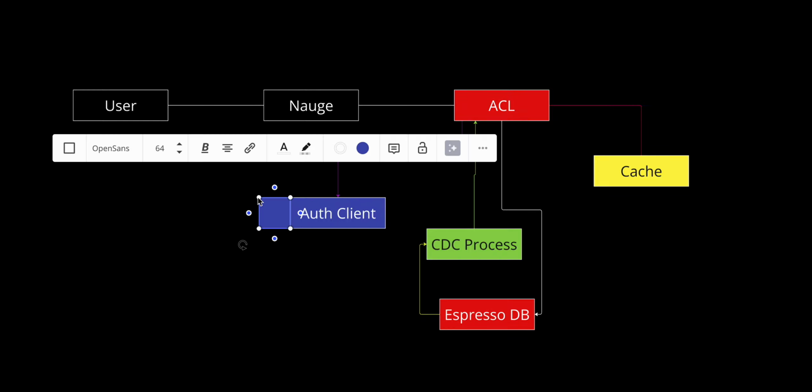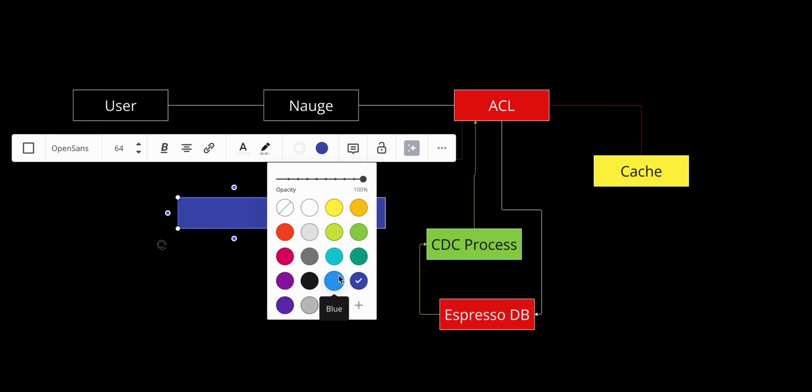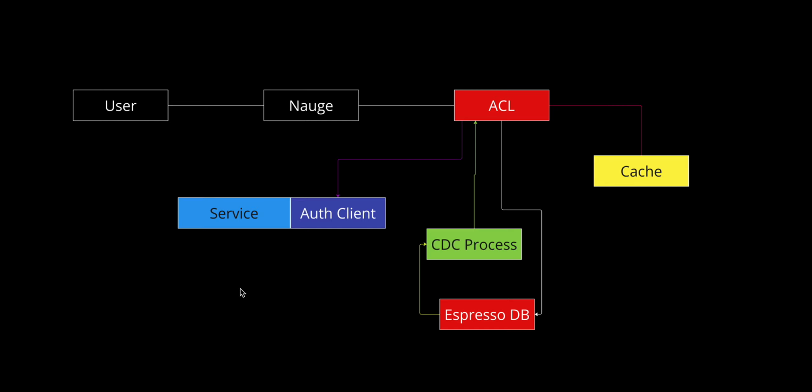And the next thing we have is connected with the auth client. Let's give it a different color, and I will call it service by itself. So the service refers to basically any LinkedIn microservice that requires authorization checks for every incoming request. The service uses the auth client to verify access permission against the ACL data. If access is granted, the request is processed, otherwise it's denied.